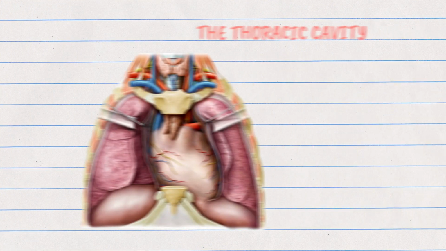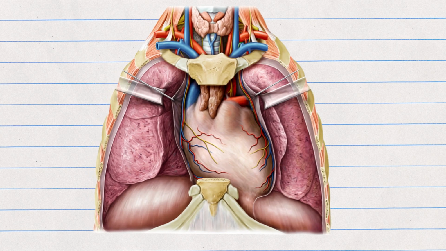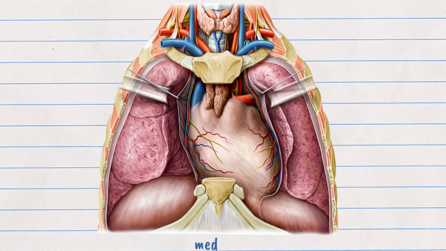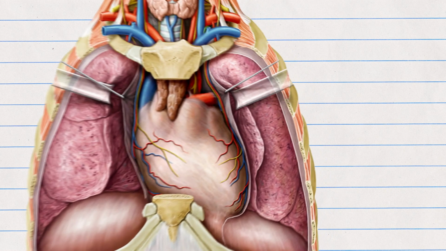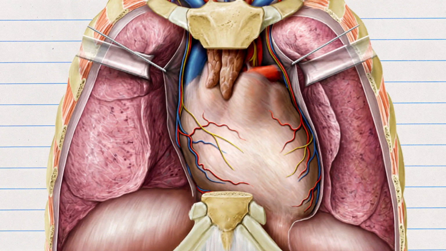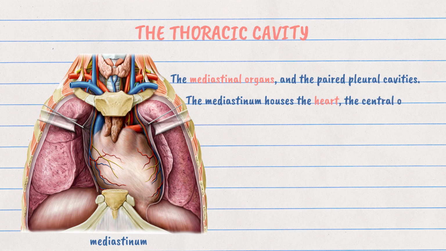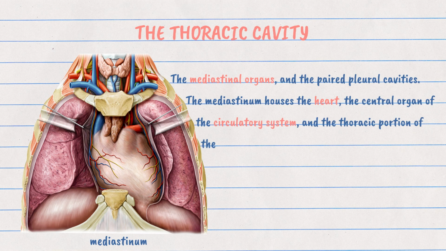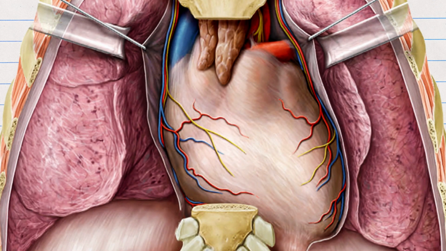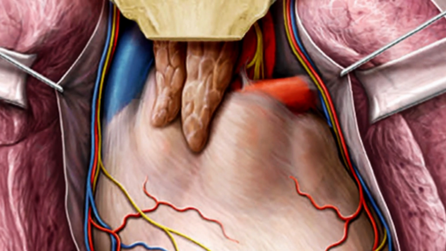The thoracic cavity is divided into the centrally located, unpaired mediastinum, which contains the mediastinal organs, and the paired pleural cavities. The mediastinum houses the heart, the central organ of the circulatory system, and the thoracic portion of the digestive system, the esophagus. The pleural cavity encases the lungs, the primary organ of respiration. Additionally, various neurovascular structures traverse through or terminate within the thoracic area.